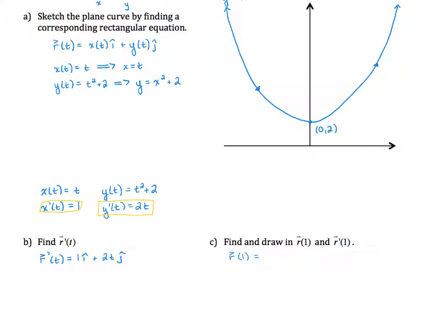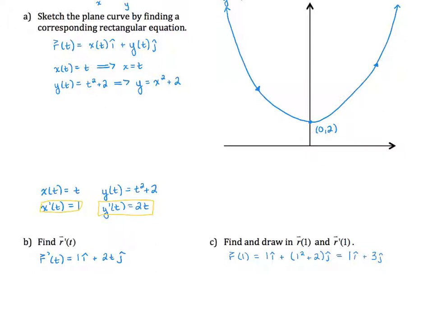And in this case, t is 1, so 1 i hat plus t squared plus 2 j hat. So that ends up being 1 i hat plus 3 j hat. Okay, so that's wonderful. We have found it.